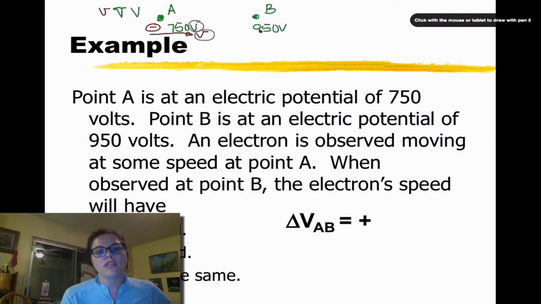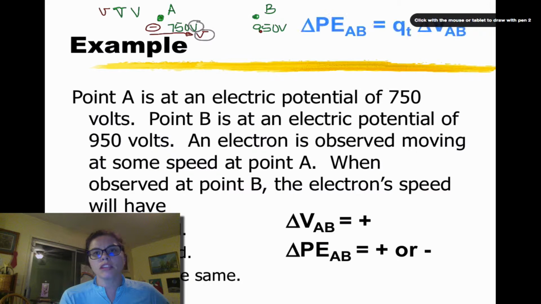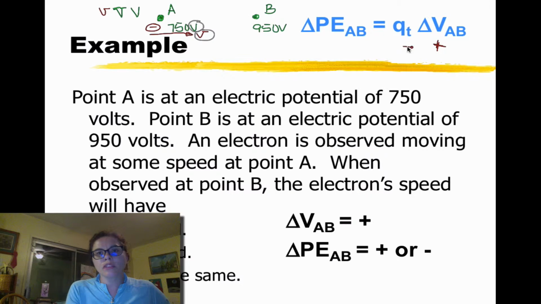All right, so potential is in that equation with potential energy. If you recall, the change in potential energy is equal to the charge times the change in potential. This change in potential is positive, we just talked about that. And it's an electron moving, so that's a negative charge. So positive times a negative will make this a negative.